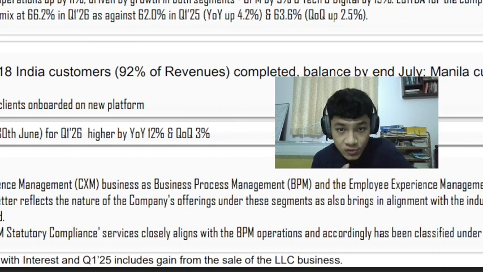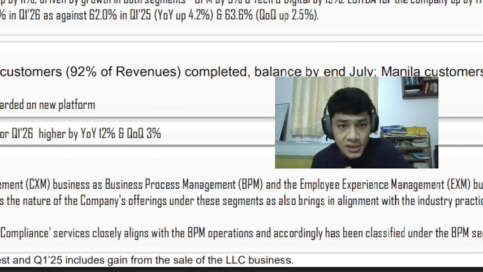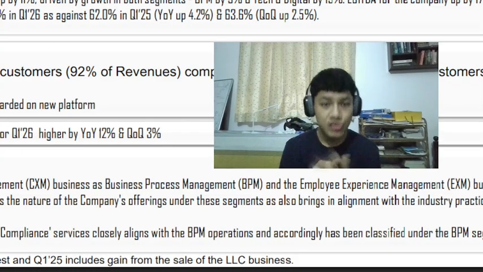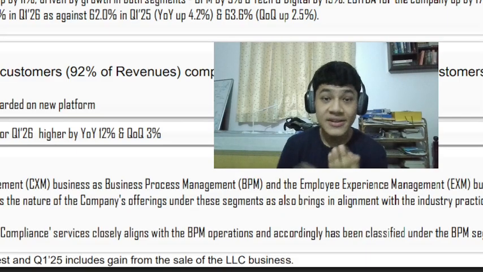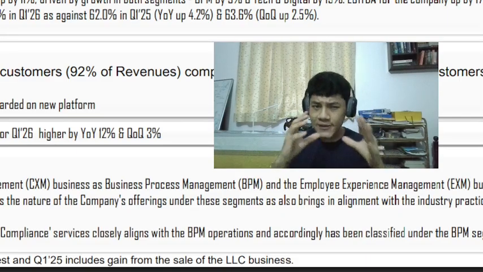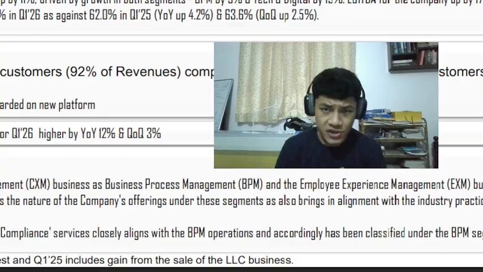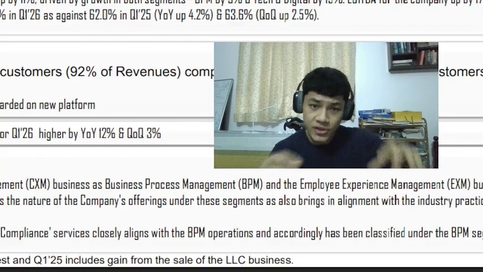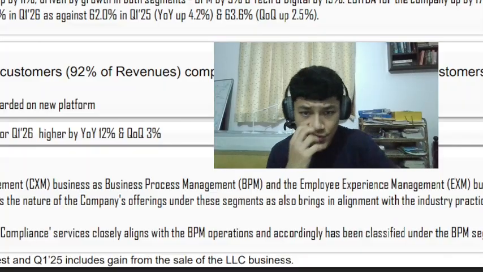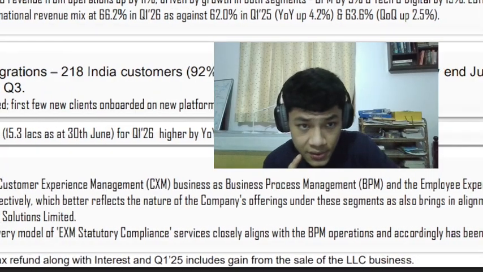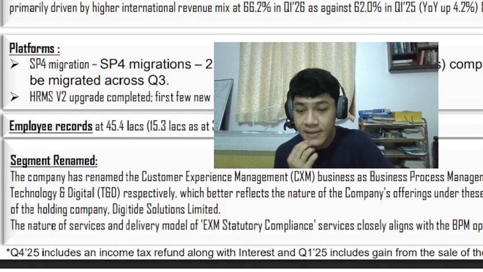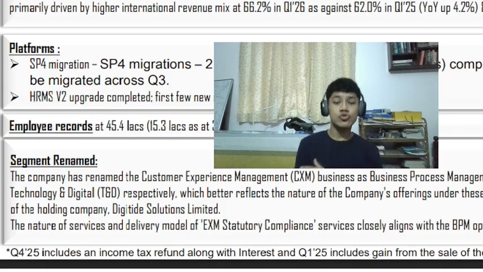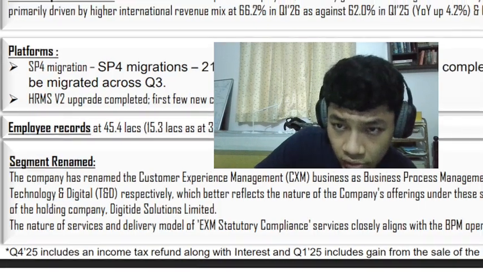Then the second segment was employee experience management. Employee experience, like human resources, making sure employees get paid on time, tracking their attendance, making sure your employees are productive, everything like that. It comes under the employee experience management, all these services. This segment now has been renamed tech and digital. So tech and digital used to be employee experience, and business process management used to be customer experience.